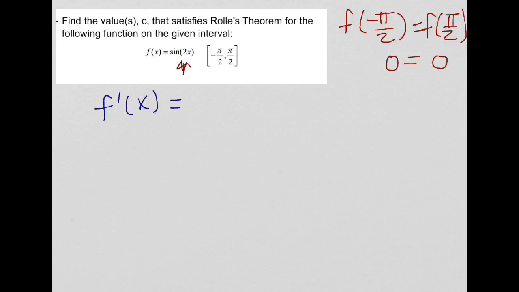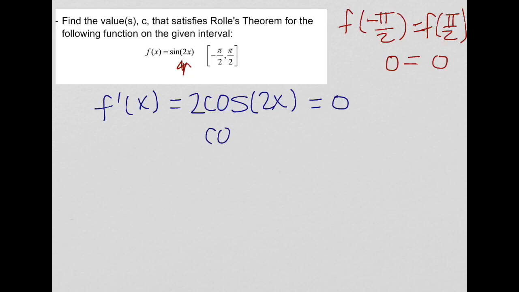So we'll do the derivative. The derivative of sine is cosine, and the chain rule causes me to get a 2. Instead of writing it at the end, I'm going to bring it out front just because I know it's going to be there. I want to know when this equals 0. So I divide by 2 and I'll get cosine of 2x equals 0.